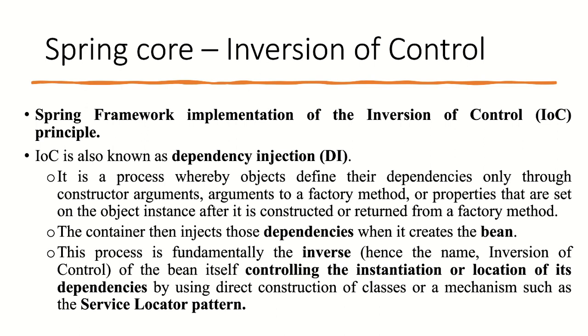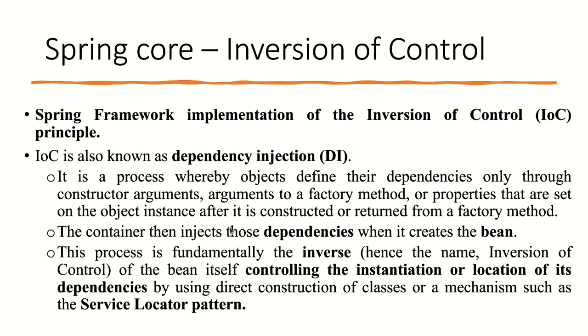In the previous video, we understood how we can access a bean from an application context. In that we were also discussing inversion of control. In inversion of control, there is a process whereby objects define their dependencies only through constructor arguments and properties that are set on the object instances. That is called dependency injection. Now we will understand dependency injection.